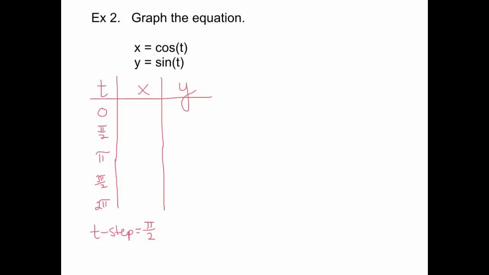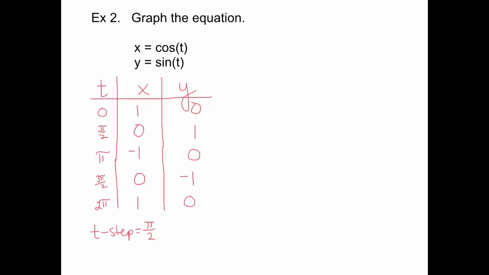Let's plug in 0. So cos of 0 is 1, sine of 0 is 0. Cos of pi over 2 is 0, sine of pi over 2 is 1. Cosine of pi is negative 1, sine of pi is 0. And we're on to 3 pi over 2. We're going to get a 0 and a negative 1. And then on 2 pi, we're going to get 1 and 0.